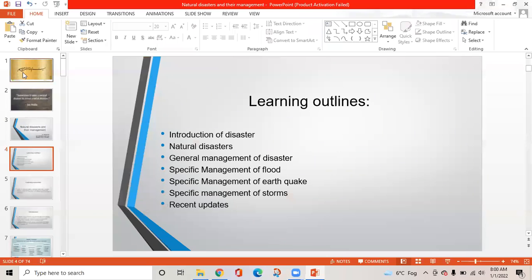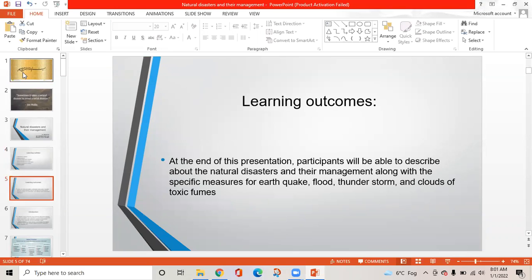Learning outlines are introduction of disaster, natural disasters, general management of disasters, specific management of flood, earthquakes, and storms, and recent updates. Learning outcomes: at the end of this presentation, participants will be able to describe natural disasters and their management, along with the specific measures for earthquake, flood, thunderstorm, and clouds of toxic fumes.